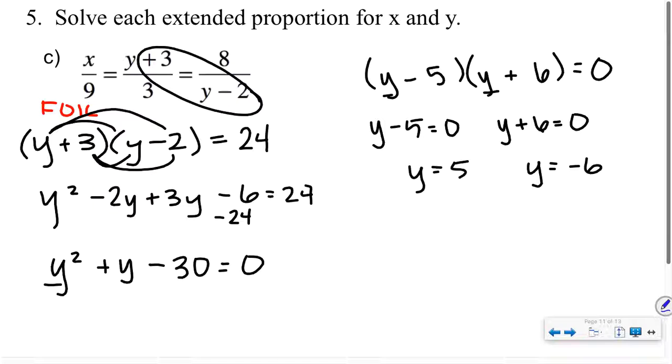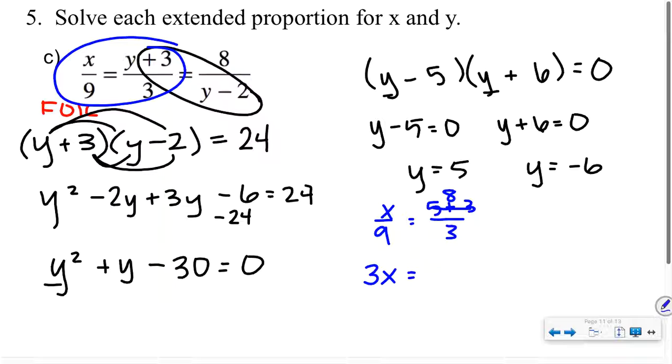If I plug 5 in, I'm just going to focus on the first 2. x over 9 equals 5 plus 3 over 3. 5 plus 3 in this numerator would give me an 8, right? So cross multiply. 3 times x is 3x. 9 times 8 is 72. Divide 72 by 3 and we get 24.